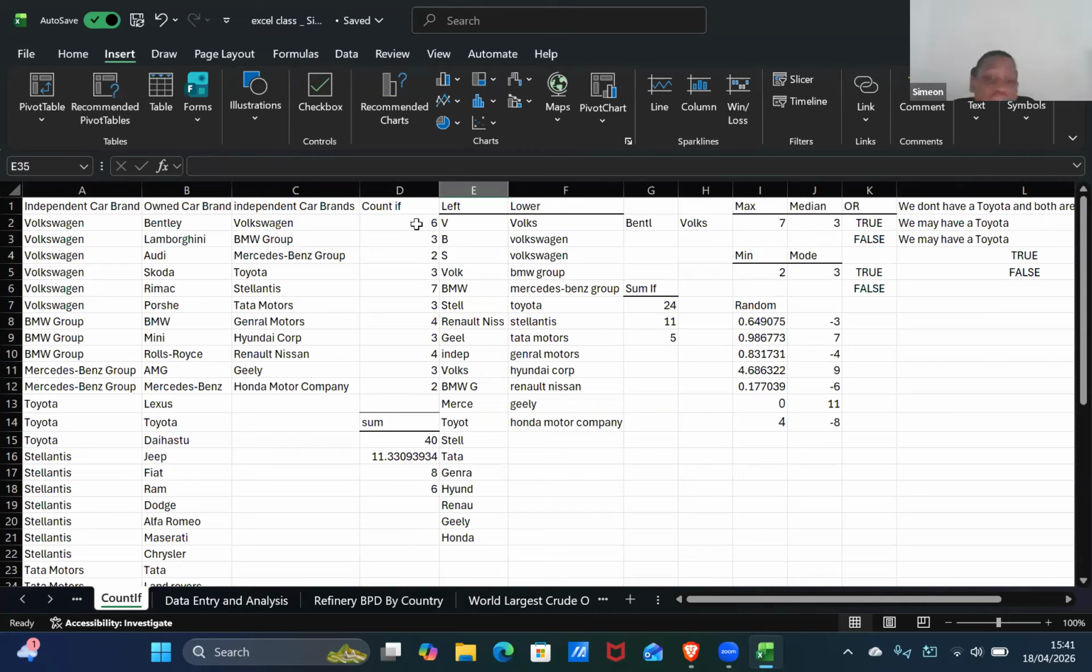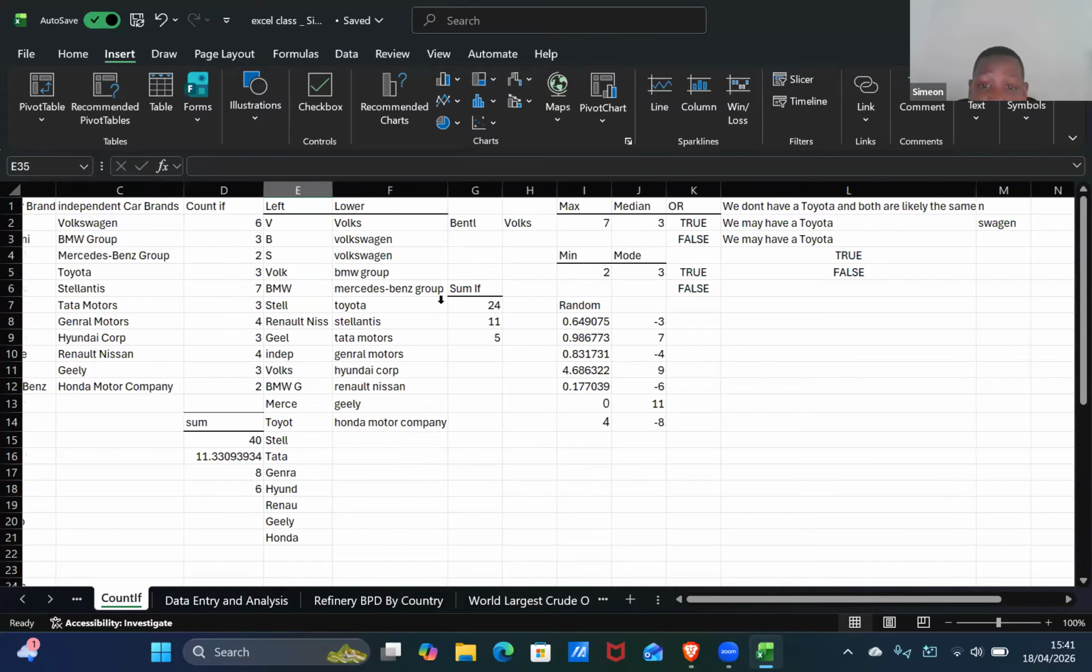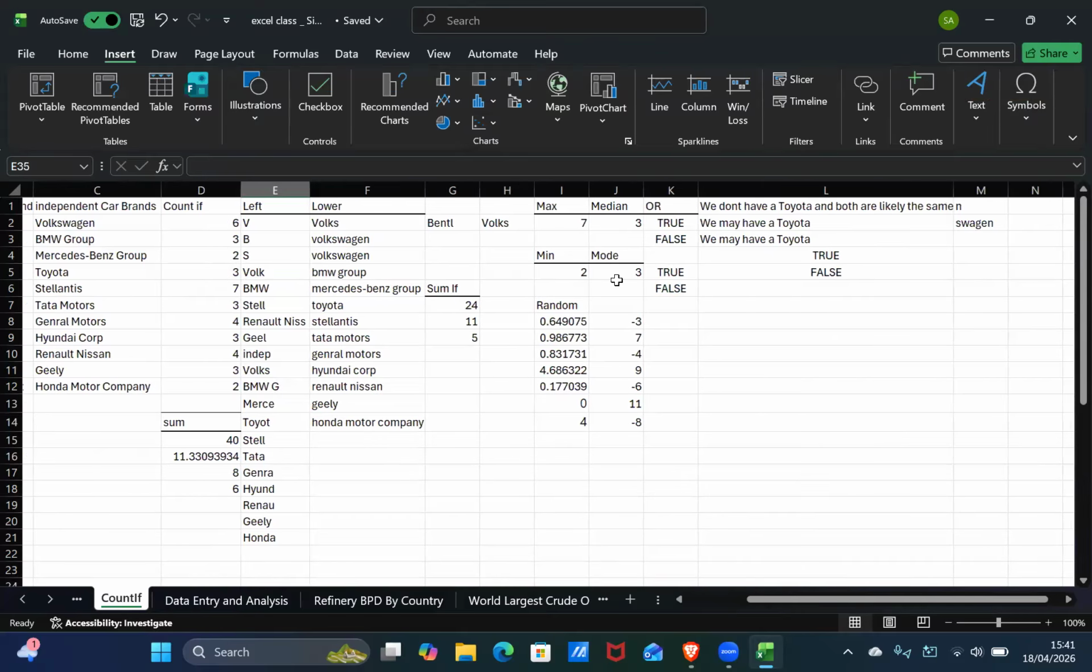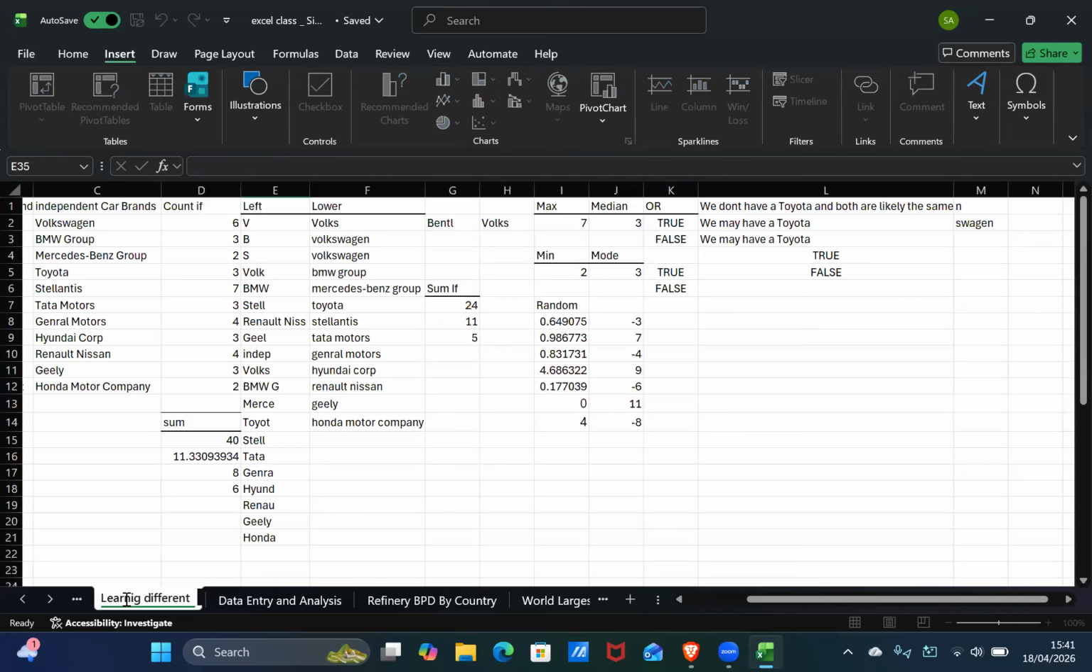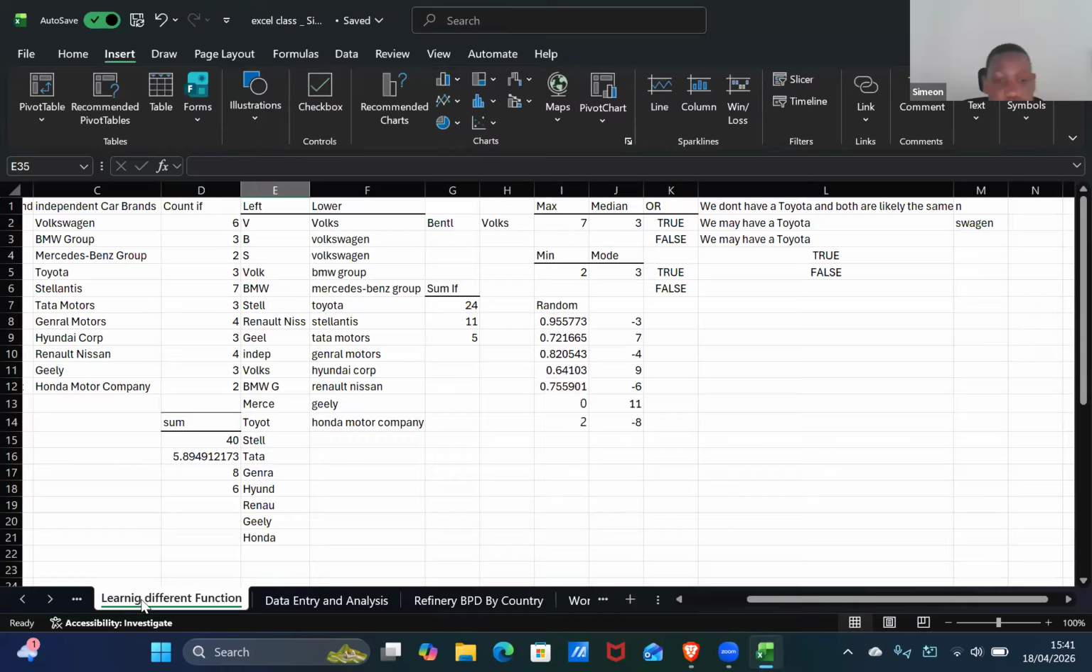Okay, but these ones are using functions like count, sum, mm, left, lower, sumif, max, median. It's like this lesson was about learning different functions. So it's not really information about data, right? Okay, different functions, not just countif. Okay, I think that's fine.